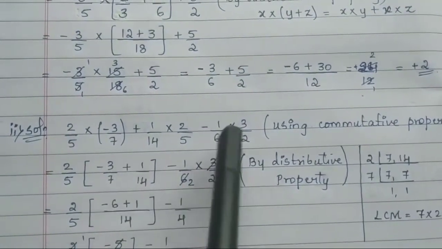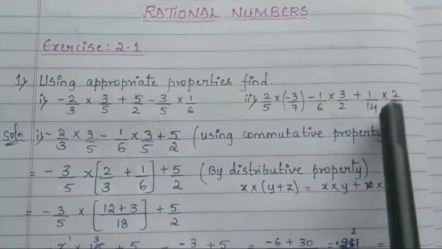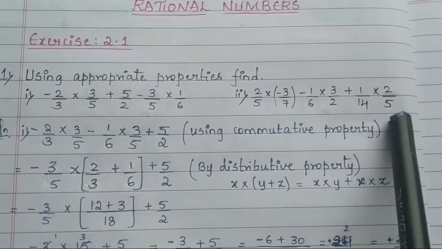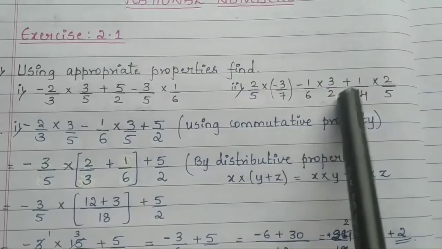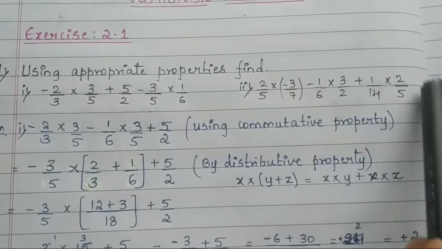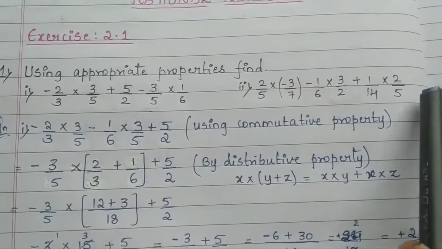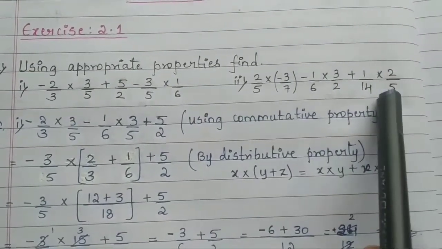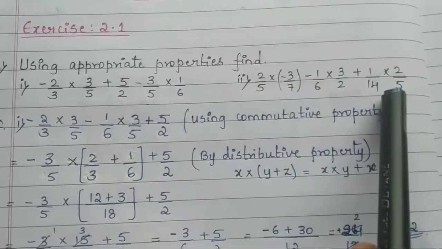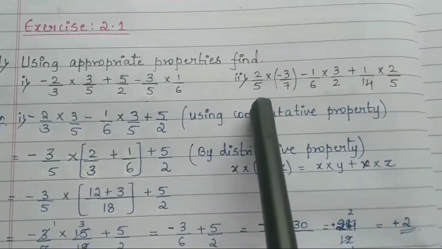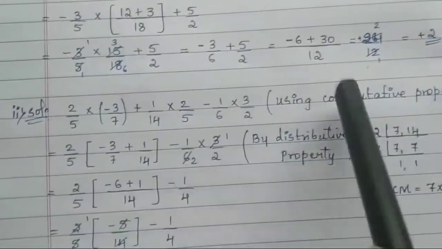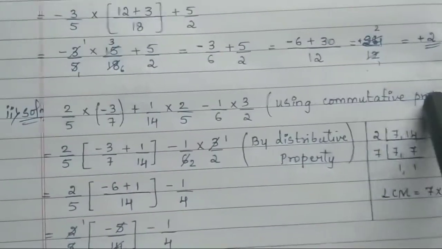What we have done is, this part 1 by 14 into 2 by 5 we have brought to this side, and this part minus 1 by 6 into 3 by 2 we have kept after this part. Only here we have done the grouping of these similar numbers, so that it comes under your commutative property.